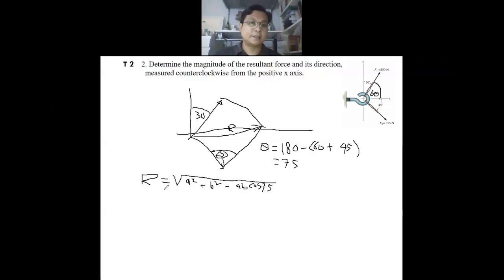Okay, we can get the R somewhere around there. For this application, we need the magnitude of the resultant force and its direction. We already have the magnitude, but the direction.